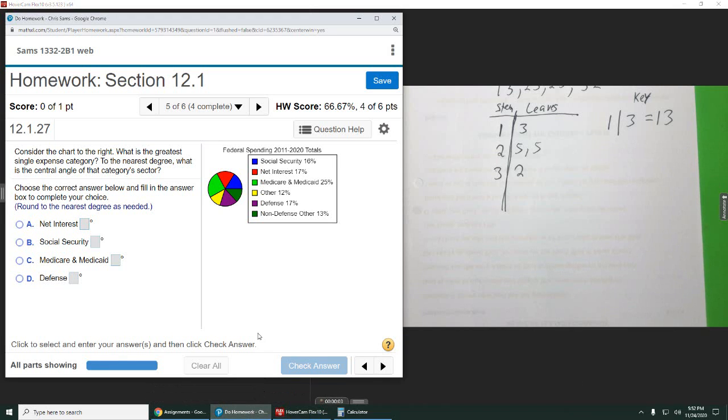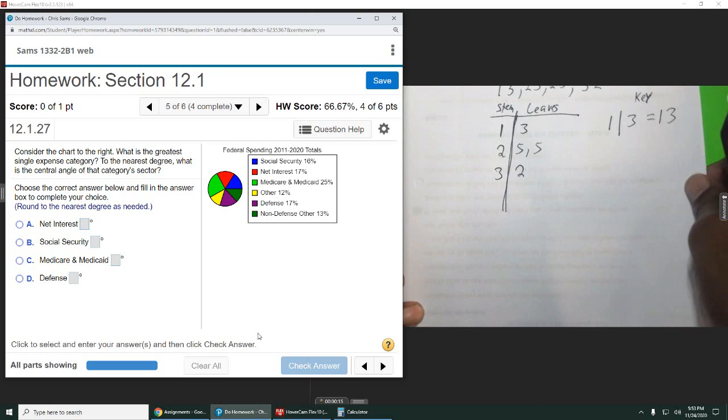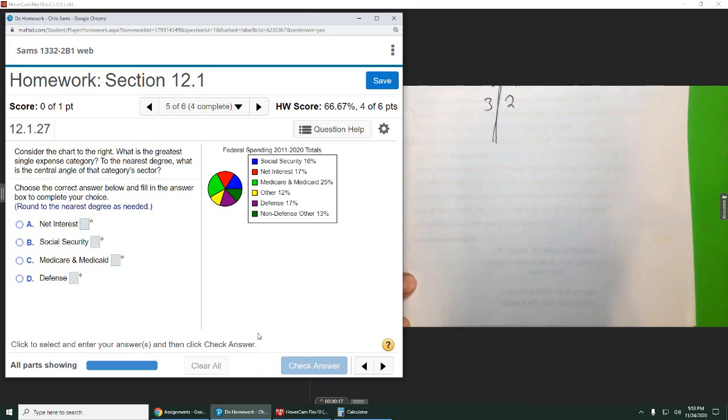All right, number 5, we want to consider the chart on the right. Want to know what is the greatest single expense category to the nearest degree. What is the central angle? Okay, so when you have percentages, we want to find the central angle.